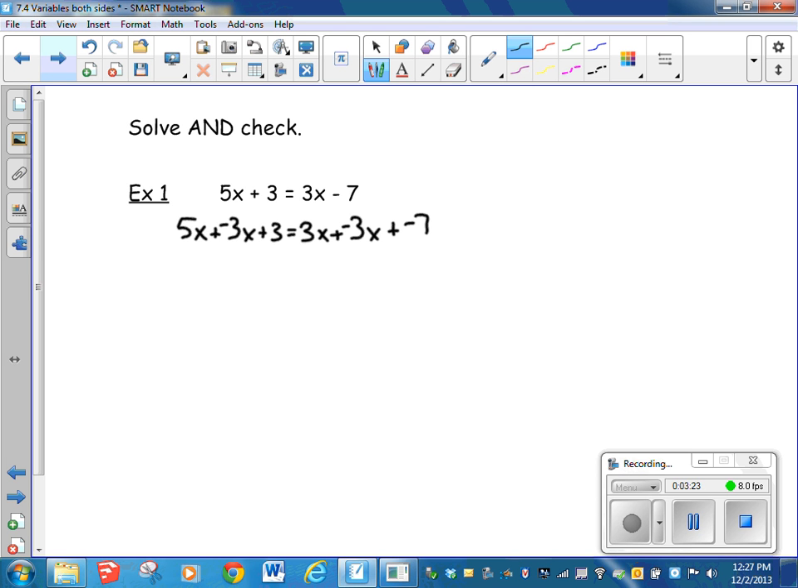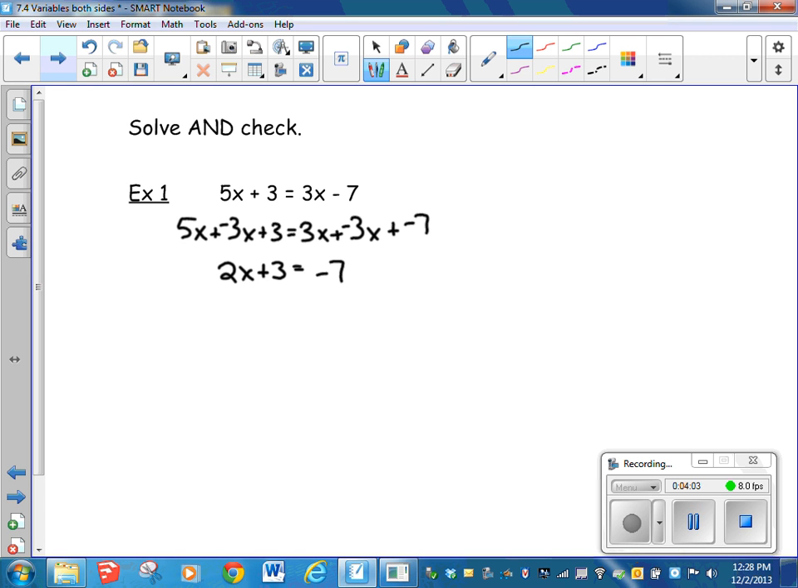What does the left side of my equation simplify to? Jack? 2x plus 3. And the right side of the equation, what does it simplify to, Mary? What is a positive 3x plus a negative 3x? 0. So what's left over there actually? Just the constant of negative 7. Very good.